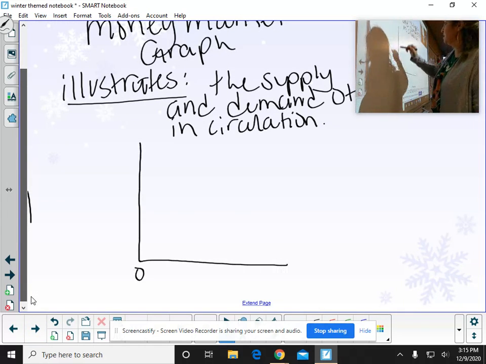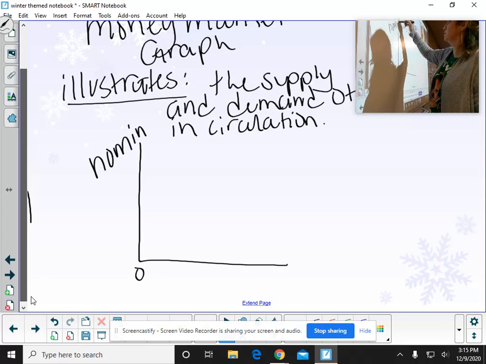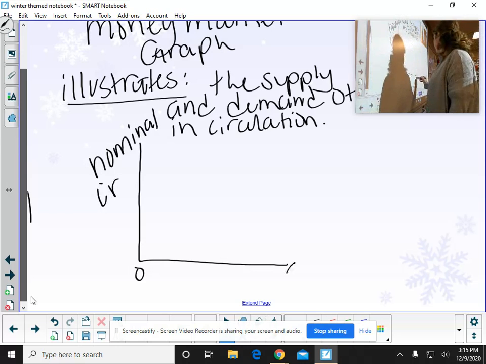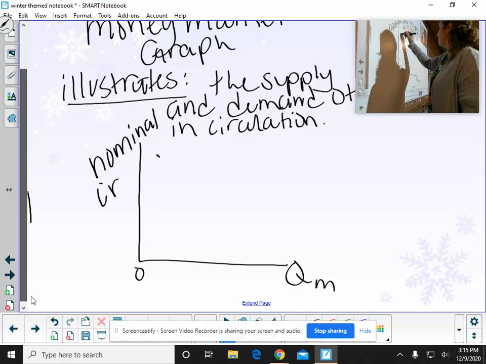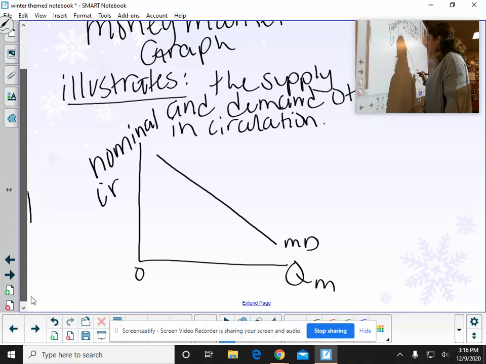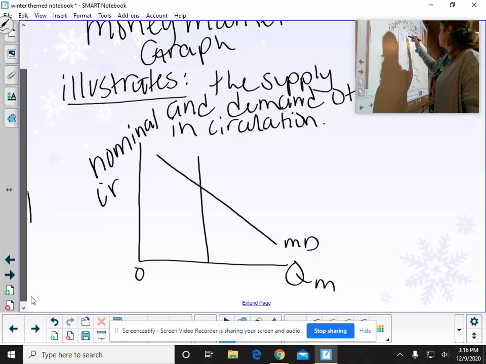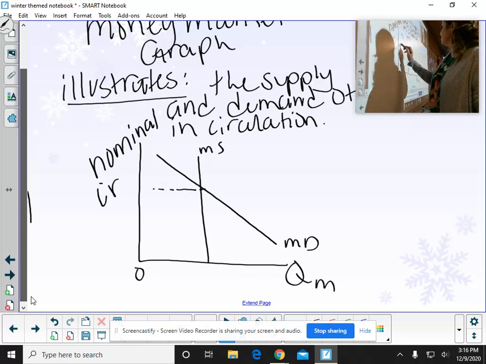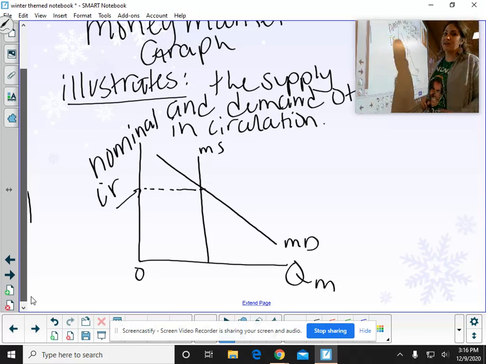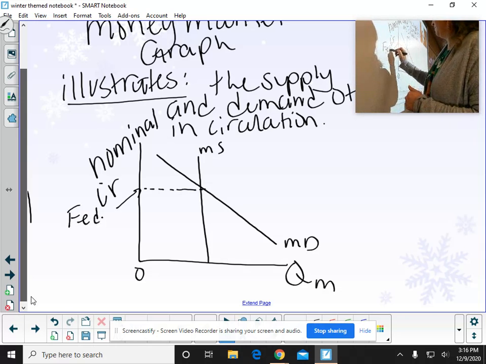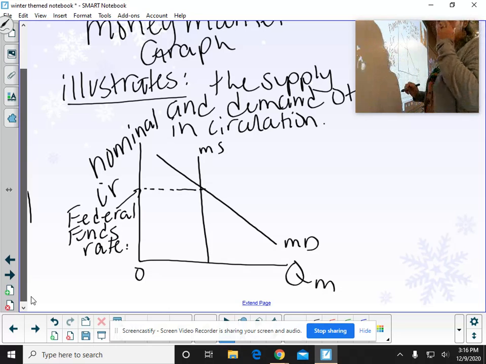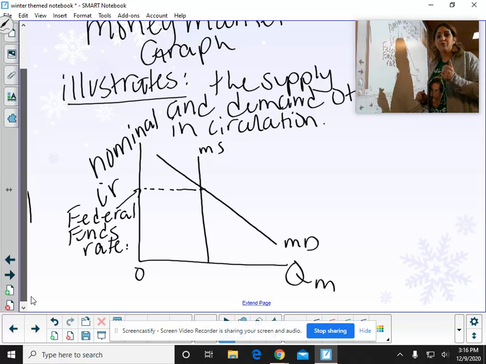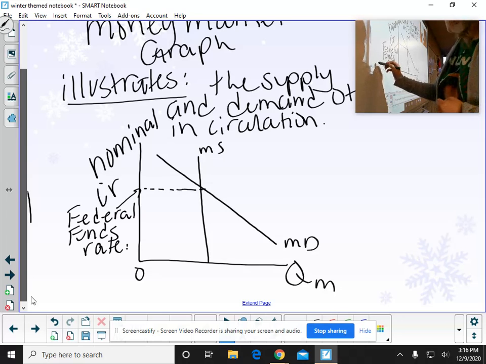On the y-axis is nominal interest rates. On the x-axis is the quantity of money. The money demand curve is downward sloping, labeled money demand, DM or MD is fine. And money supply is vertical, labeled MS. Where they intersect is equilibrium, but that equilibrium actually has a name. That nominal interest rate of equilibrium is the federal funds rate. The federal funds rate is the interest rate that commercial banks charge each other for overnight lending, for overnight loans. It's the interest rate that banks charge each other.